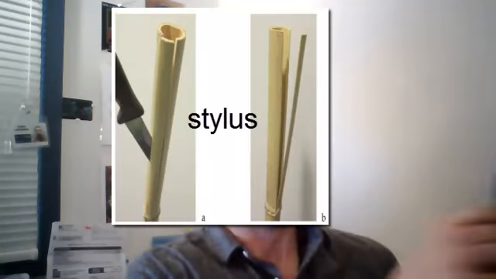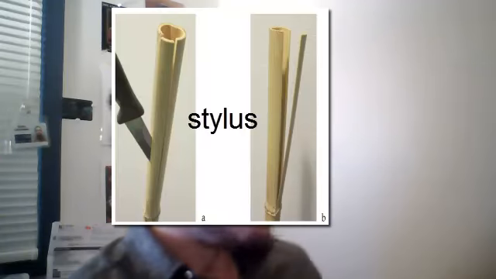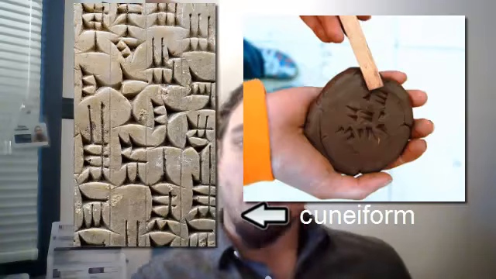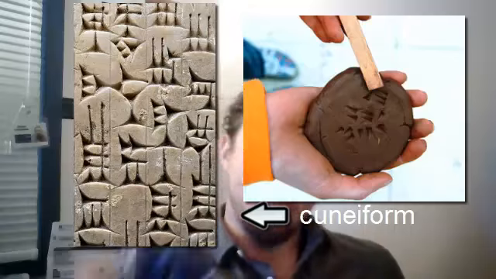As cuneiform continued to develop from the original pictographs, tools developed. There's a specific tool that was originally made from a sharpened reed, called a stylus, that was used to imprint wedge-shaped marks into clay, just regular clay.